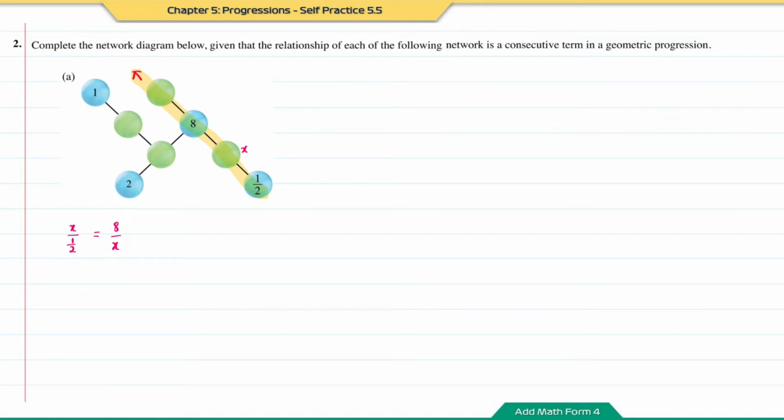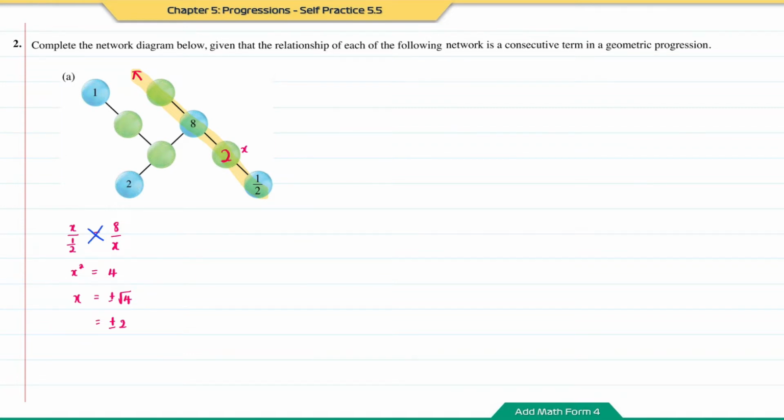Now to solve this, we're going to do cross multiplication. So here x times x, I will get x squared. 1 over 2 times 8 will equal 4. Now move the square to the right hand side, you will have a square root. Remember that for a square root, you have to give a plus and a minus answer. Therefore, x can be plus or minus 2. For this geometric progression, I'm going to choose the positive 2, as it will give me the correct answer as well. So I'm going to choose 2 for x.